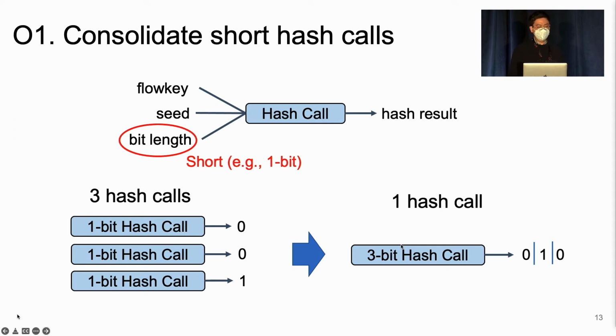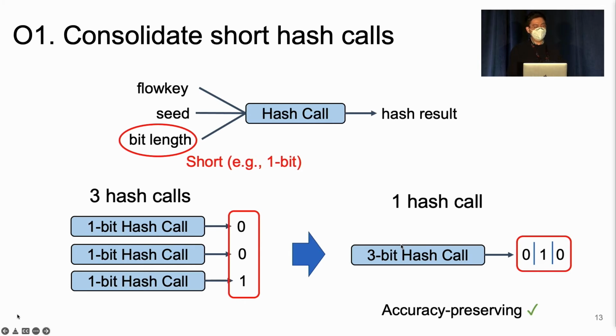Instead, we can repurpose one hash call to compute a long hash result, and then chunk it up to get many short hash results. By doing this, you can achieve a 3x improvement in hash calls. One thing to notice here is that the hash calls before and after optimization can be different. However, this optimization preserves accuracy because hash independence among bits in the long bit hash result is well maintained.